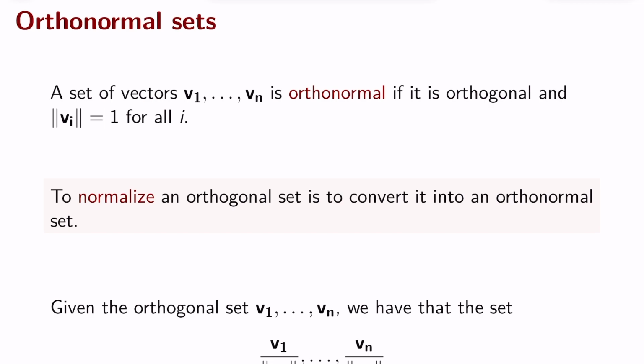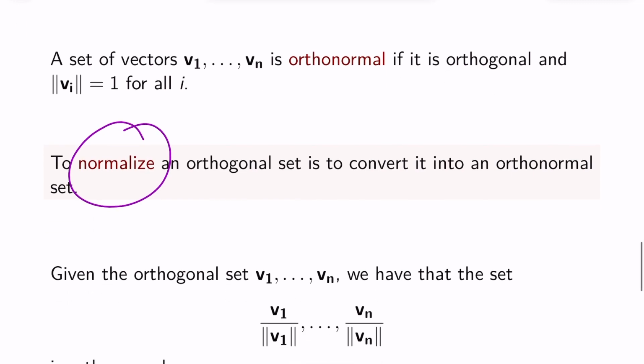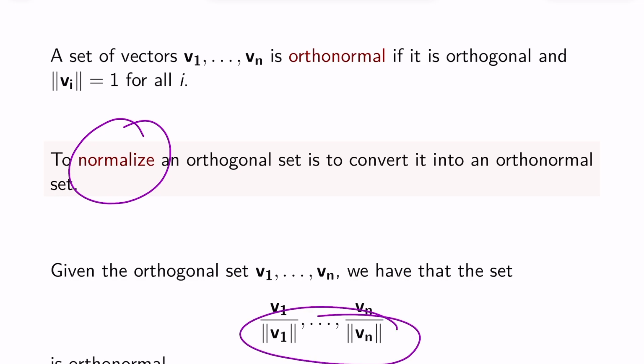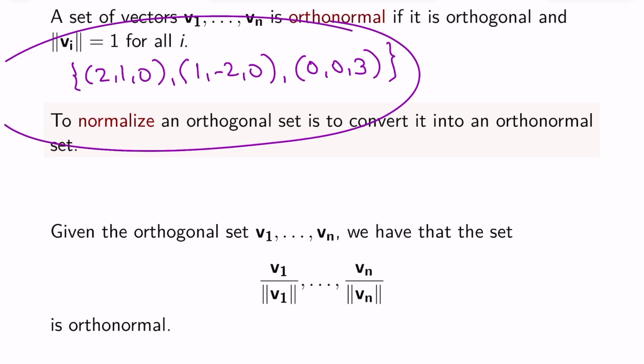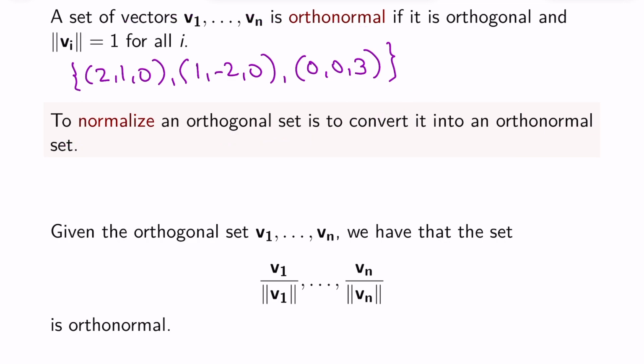If the set is orthogonal but is not orthonormal, then we can normalize it by just dividing by the norms. For instance, this set that we proved before is orthogonal, but we can see that it's not orthonormal, since the norm of each of these vectors is not 1. So if we want to normalize this set, we will need just to divide by the norm of each one. First, we need to calculate the norms of them.